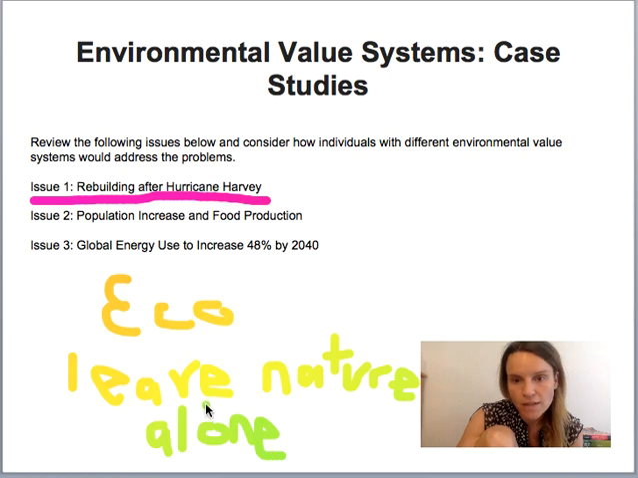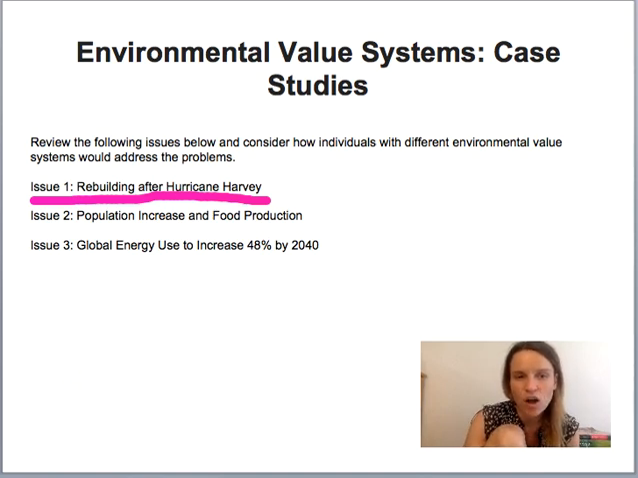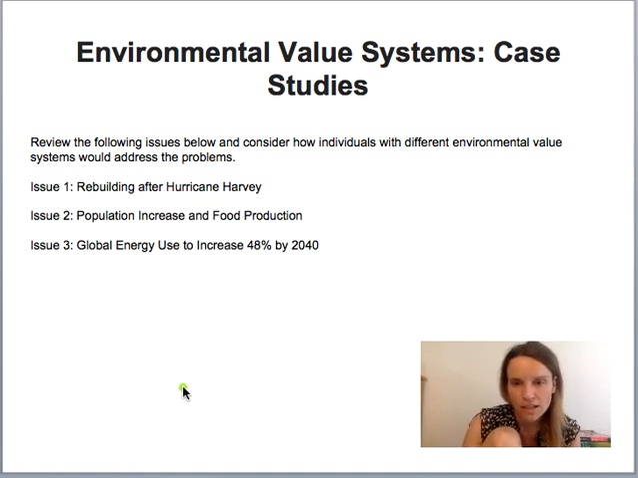You can do this for almost any environmental problem that we face as a society. Generally, what happens in environmental problem management is we have a blend of all of these different environmental value systems, and we mix anthropocentric and technocentric and ecocentric solutions all together to try to find the best overall solution for a problem. You can apply these to anything going on in the world today.